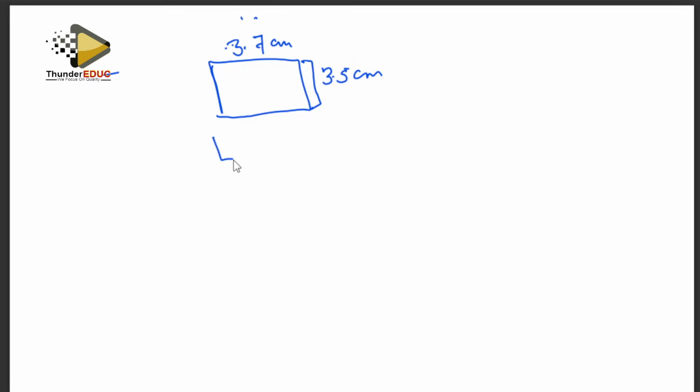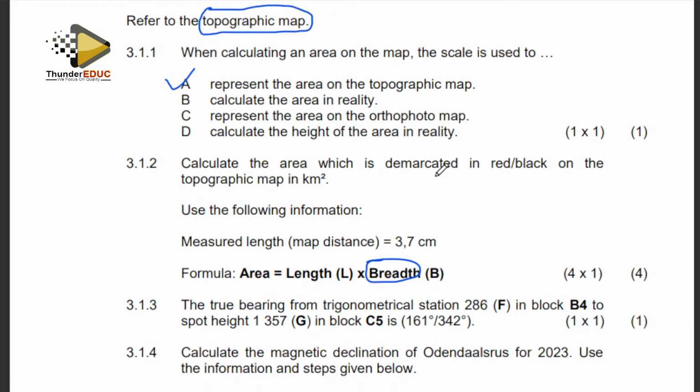We come to the formula. The formula is L times B. What is the value for L? The value for L is 3.7 centimeters. And the value for B is also 3.5 centimeters. But here we have to multiply by the scale, and here we also have to multiply by the scale. The question says calculate the area demarcated in red on which map? Topographic. So please, learners, don't forget this, topographic, and they want the answer in kilometers squared.